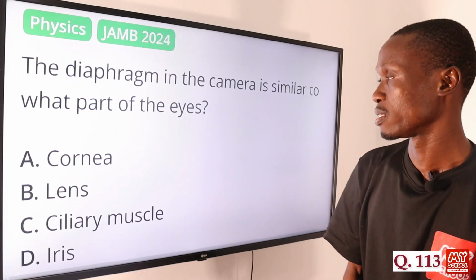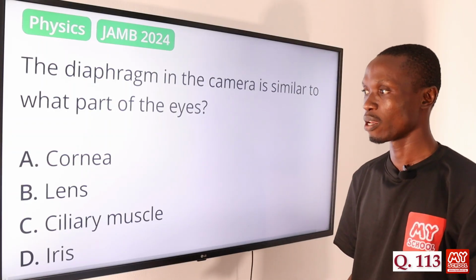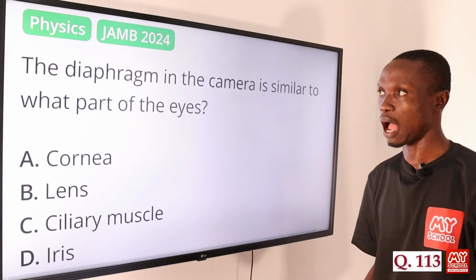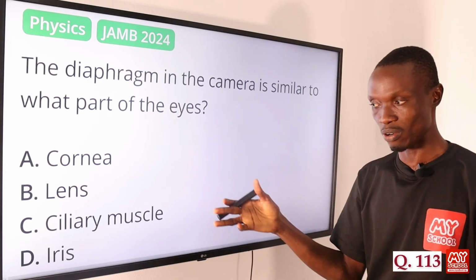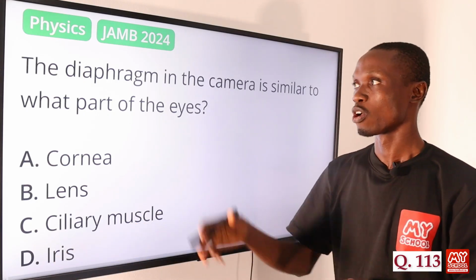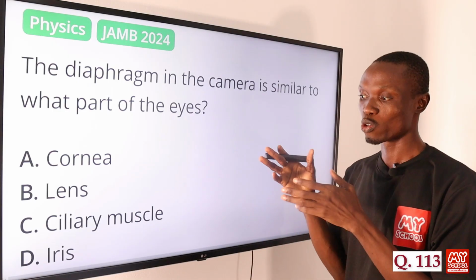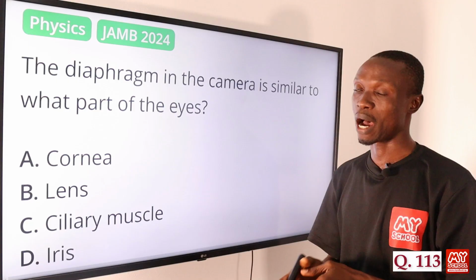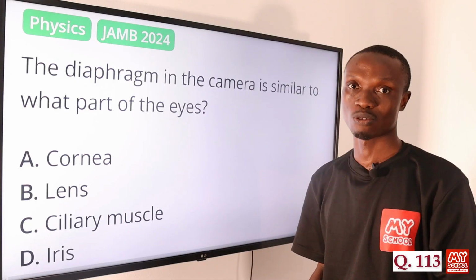Question 113. The diaphragm in the camera is similar to what part of the eyes? A, cornea, B, lens, C, ciliary muscle, and D, iris. So the diaphragm in the camera is similar to the iris. So that makes option D the correct answer to this question. Just as the diaphragm controls the amount of light entering the camera, so also the iris controls the amount of light entering the eye by adjusting the size of the pupil. So that makes option D the correct answer to this question.